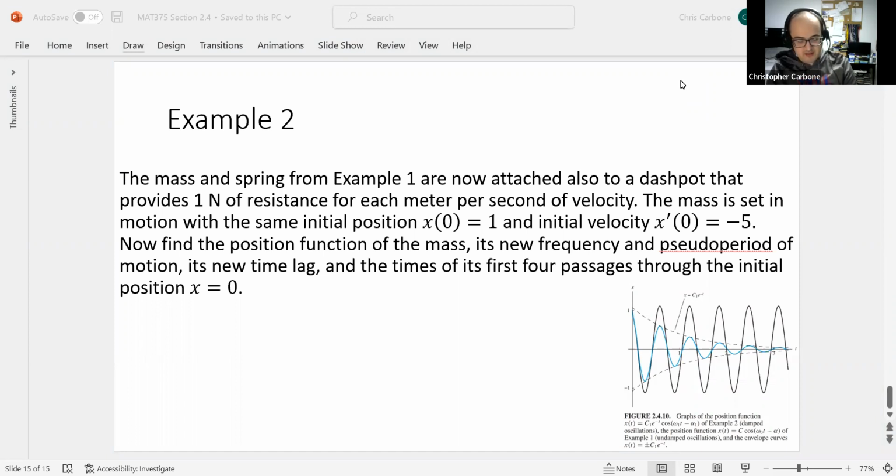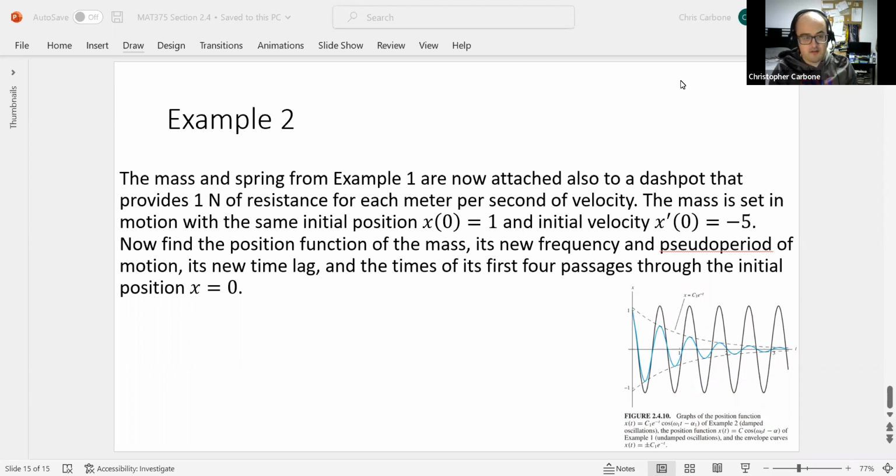But the mass and spring from example 1 are now attached also to a dashpot that provides 1 Newton of resistance for each meter per second of velocity. And the mass is set in motion with the same initial position, x of 0 is equal to 1, with initial velocity x prime of 0 is equal to -5. We want to find the position function of this mass, its new frequency and pseudo period of motion, its new time lag, and the times of its first 4 passages through the initial position, x is equal to 0.